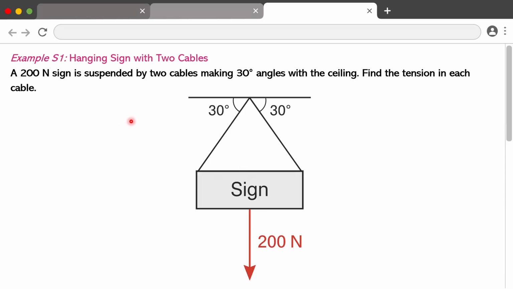Hello class. In this video, we will be solving this problem. A 200 Newton sign is suspended by two cables making 30-degree angles with the ceiling. Find the tension in each cable.